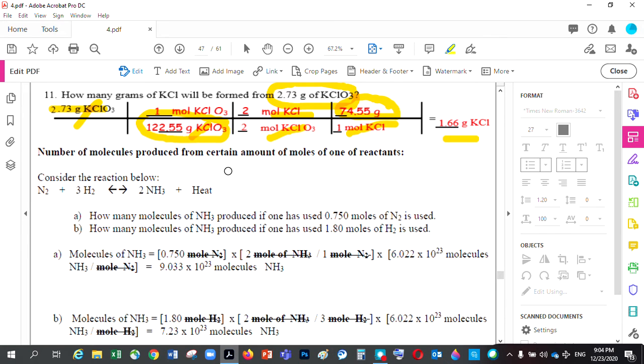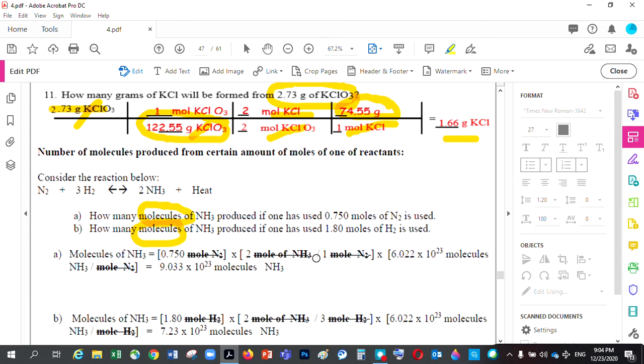Okay, let's consider another one. We have here ammonia synthesis as a combination reaction, a synthesis reaction, and this is an exothermic reaction. It says how many molecules of ammonia are produced if one has used 0.750 moles of nitrogen. Well, the keyword is molecules, it means what? I have to use Avogadro's number.